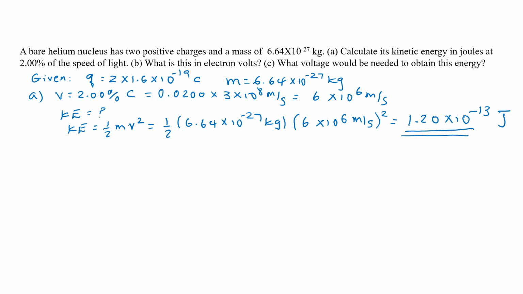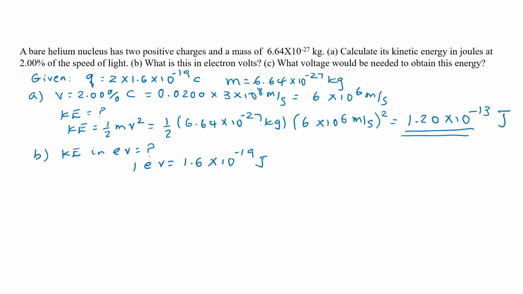And B, what is this in electron volts? We are asked to find the kinetic energy in electron volt. Alright, so we know that one electron volt is equal to 1.6 times 10 to the minus 19 joule. All you need to do is just convert this to electron volt.